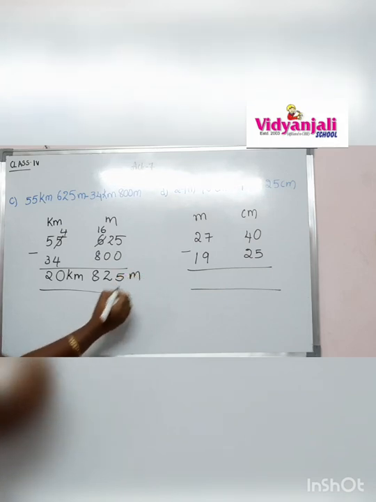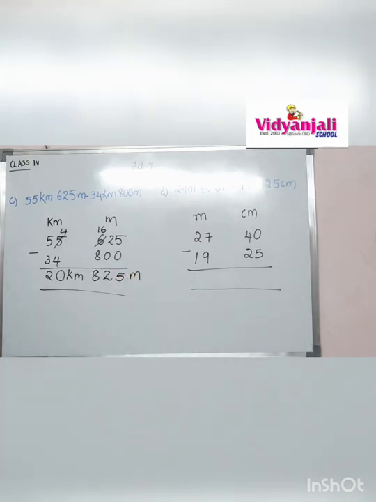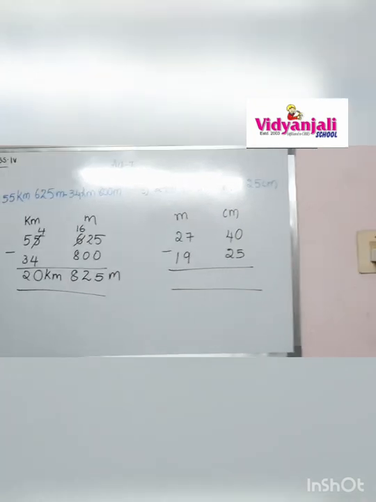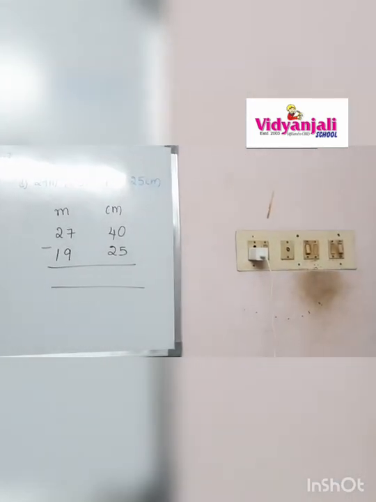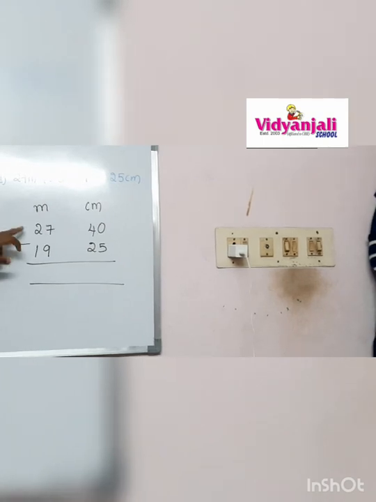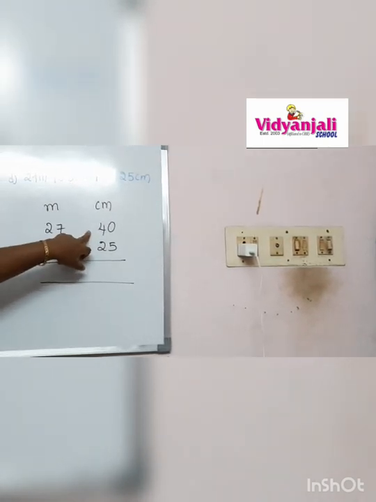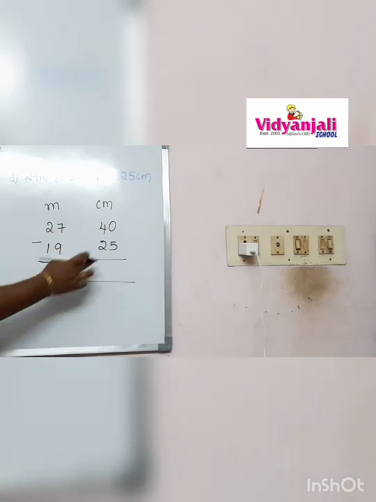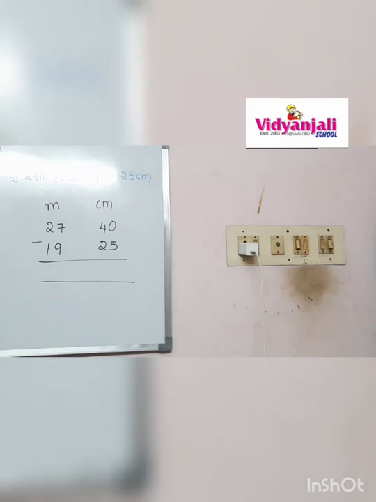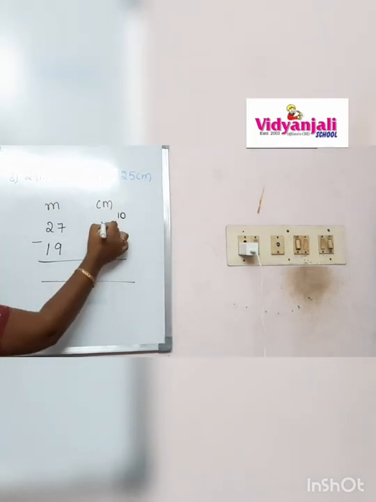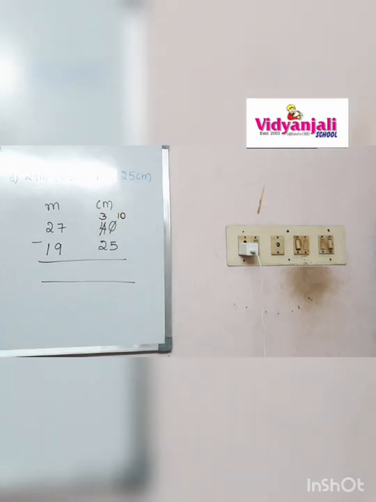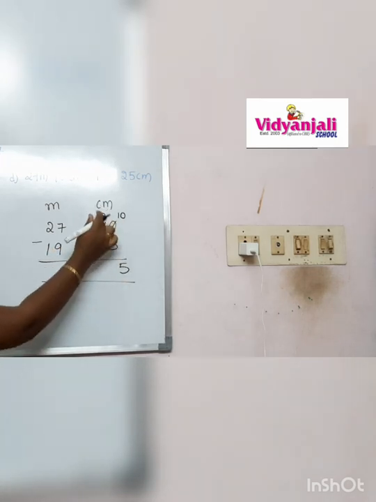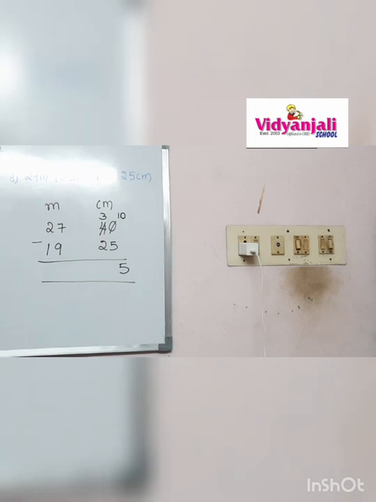kilometers 825 meters. Okay. Now, if you see the D1, here they have given the units in meters and centimeters. So, you observe that 27 meters 40 centimeters from 19 meters 25 centimeters. So, 0 minus 5 is not possible. So, what we have to do? We will borrow. So, 0 becomes 10 and 4 becomes 3. 10 minus 5. What is 10 minus 5? The answer is 5. Yes or no? Yes. And 3 minus 2 is how much? 3 minus 2 is 1.